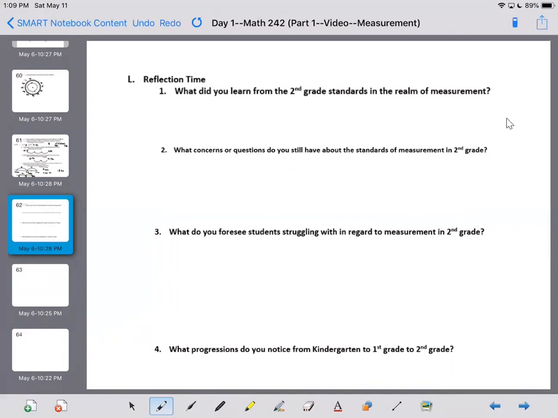Start to think about what concerns you have with certain measurements. How would I teach this? What's this going to look like? What manipulatives do I need? What visuals do I need to help the students be successful with this? Do you see students struggling in this measurement? What could you do to help meet their needs? So all good things that you want to think about when you're reflecting.